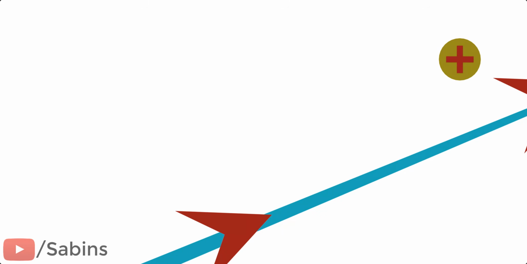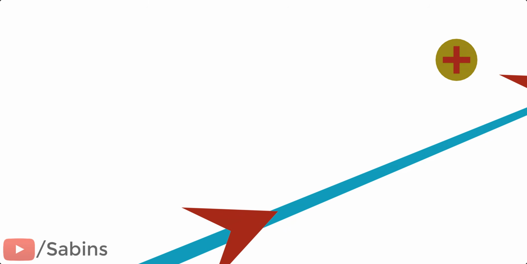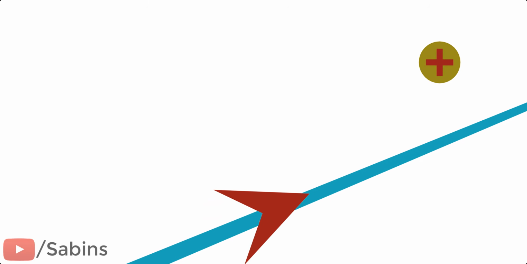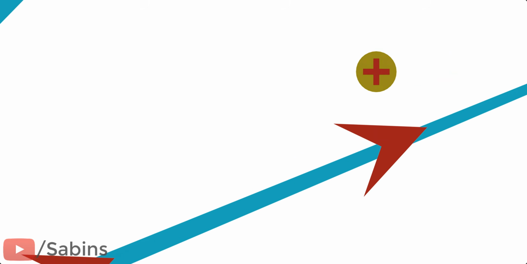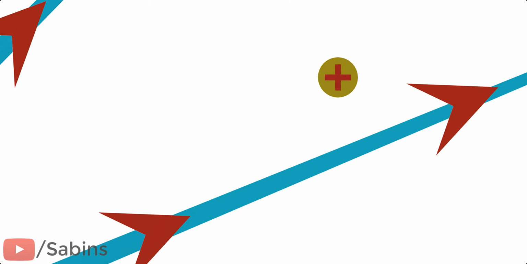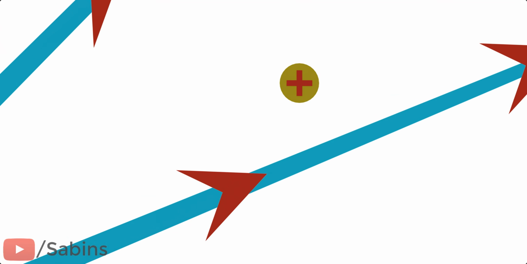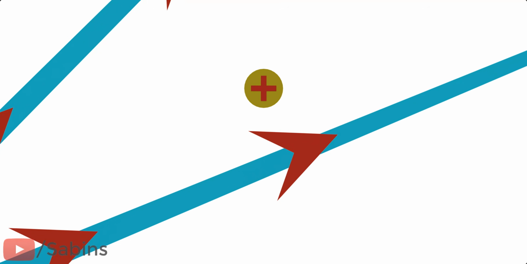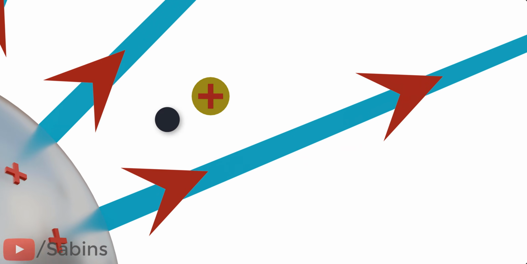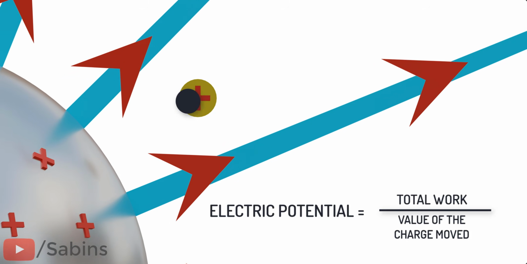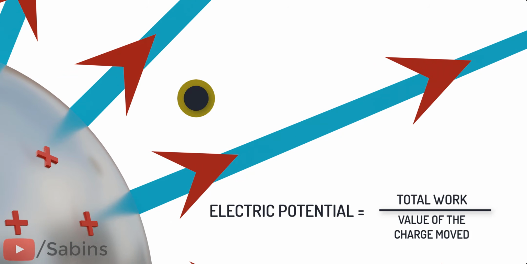Now, let's start moving this charge from infinitely far away to our point of concern. At first, the test charge experiences very low repulsive force, so the work required at the beginning is also low. As it nears our point, the work required also increases. To ascertain the total work, we have to add all these work values together. Then, if you divide the total work value by the value of charge, you will get the electric potential at the point.